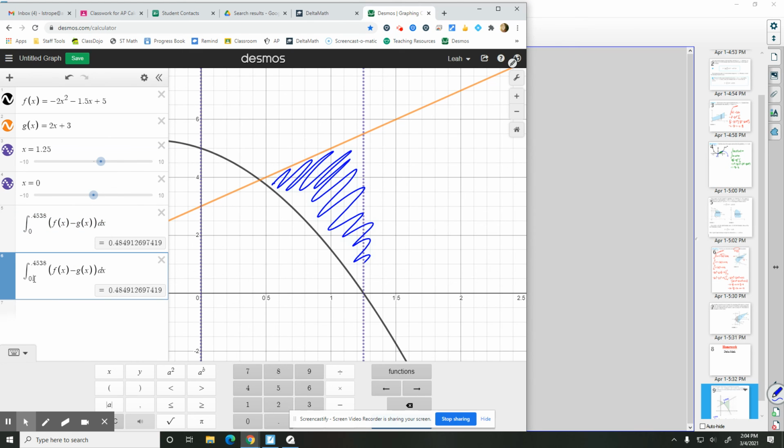So I need to change my intervals, 0.4538 to 1.25. And what curve's on top this time? The curve that's on top this time is g, and the one that's on bottom is f. And you're going to have that area, and you're basically adding them together, and you have your solution.